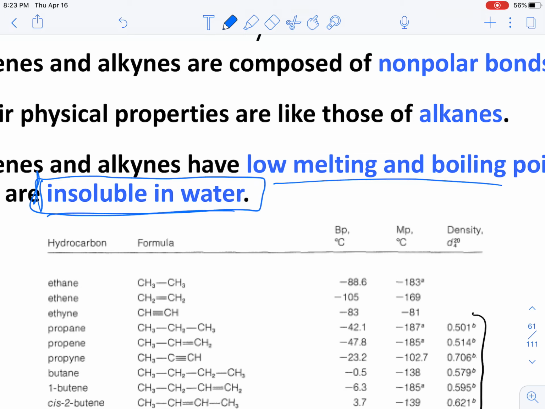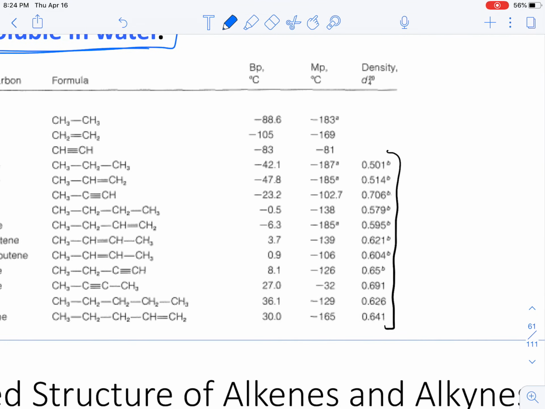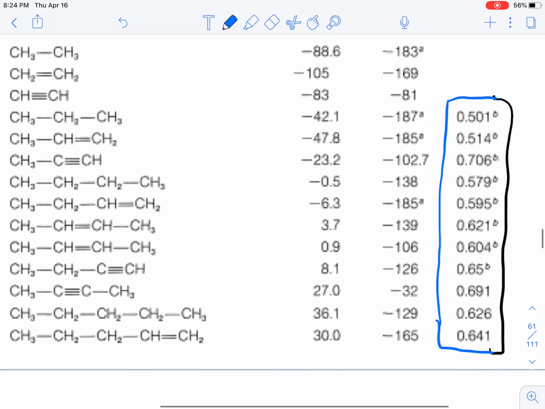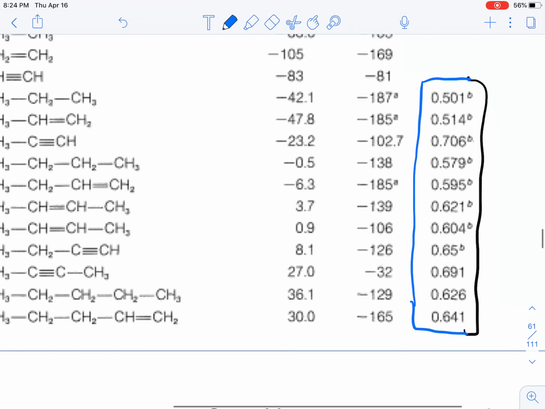In other words, we'll see 2 layers in which the top layer represents the hydrocarbon. And how do I know the top layer will be a hydrocarbon? Well, let's look at their densities. Remember, the density of water is 1. Since the density of all of these alkanes, alkenes, and alkynes is less than 1, they're just going to float. They're going to stay on top of water.